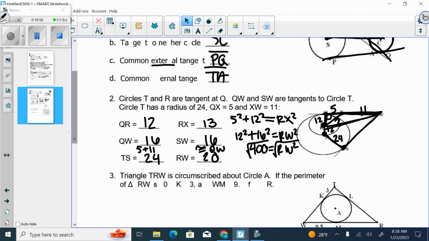So with the theorems we know about what's supposed to be congruent or what forms a right angle, plus your prior knowledge of how to find missing pieces in right triangles, you're able to find a lot of missing segments with tangent lines.